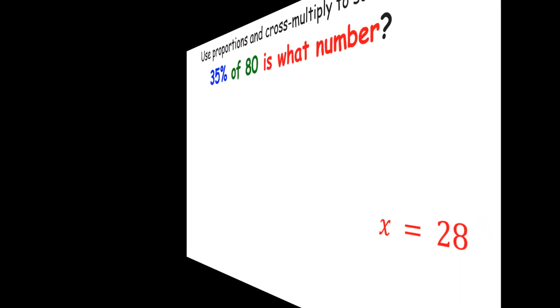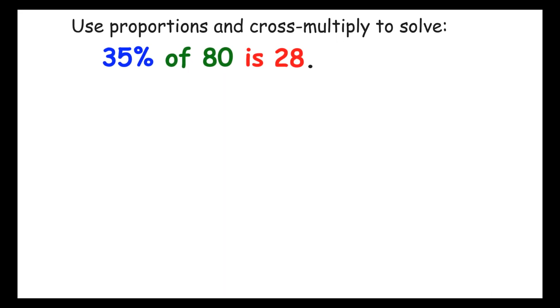So 35% of 80 is 28. You can verify the answer is correct by calculating 35% of 80 to see if you do indeed get 28.